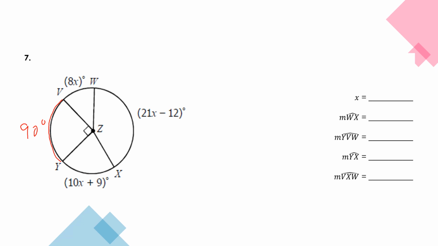Here, we're not told that we have any diameters, so we don't have any semicircles. We don't have any vertical angles, so the only thing we can really do here is use all 4 arcs and add them together and set them equal to 360. So that is exactly what I'm going to do. So I'm going to have 8x plus 21x minus 12 plus 10x plus 9 and then plus 90 equals 360.